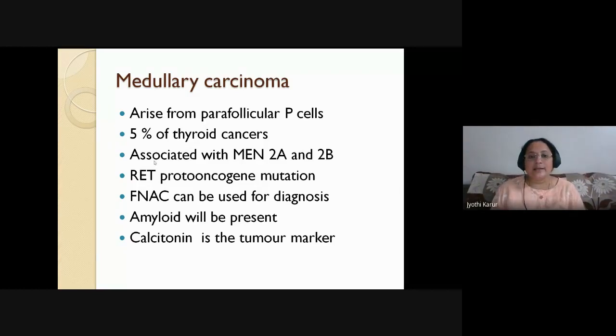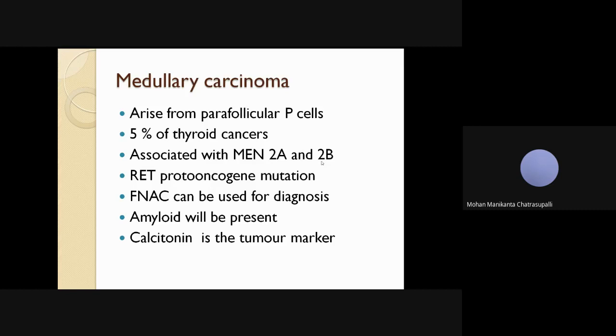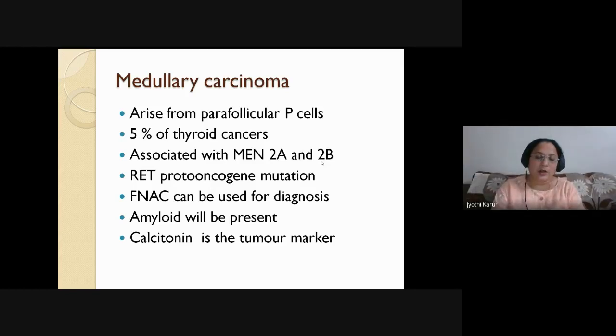It is associated with MEN2, 2A and 2B. Can anyone tell me what is MEN1? Multiple endocrine neoplasia. Yeah. What are the constituents of MEN1?